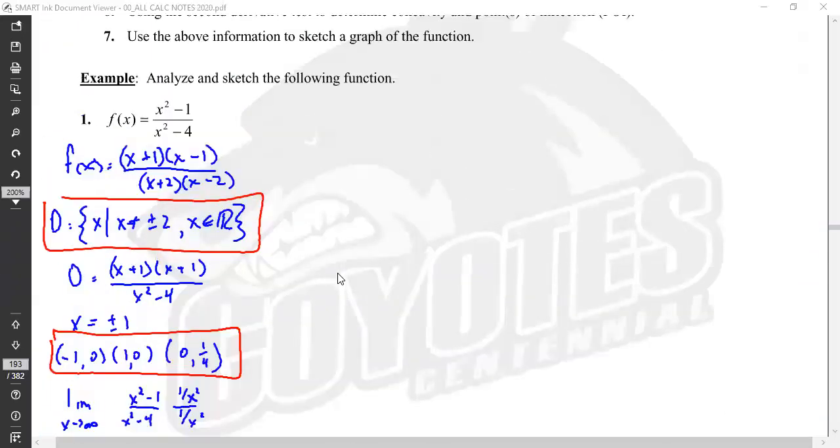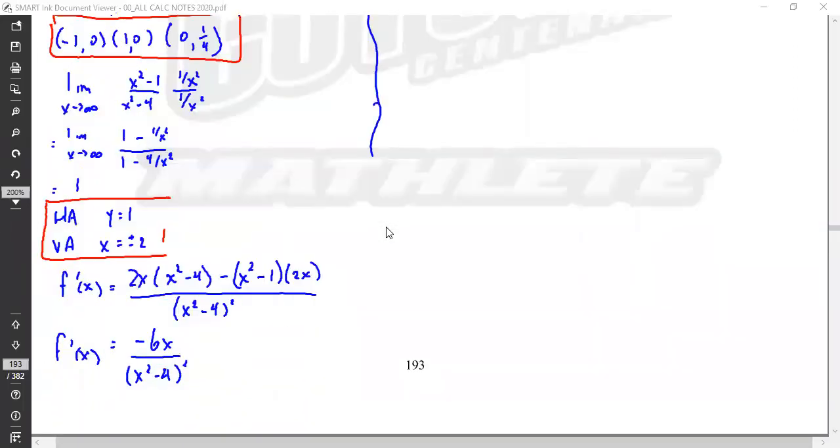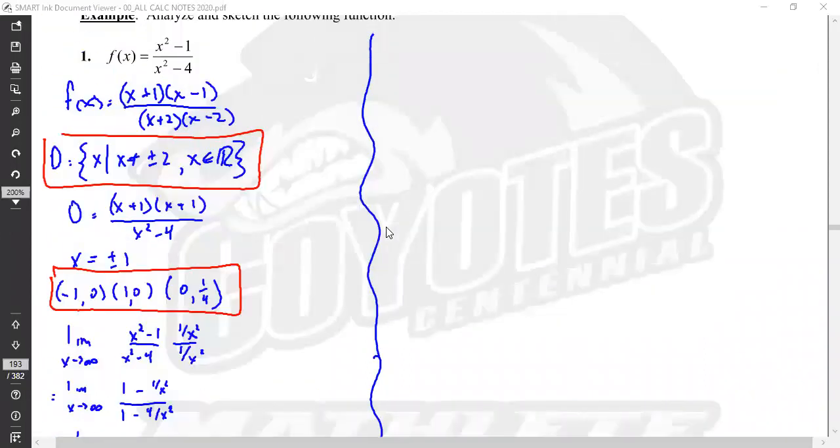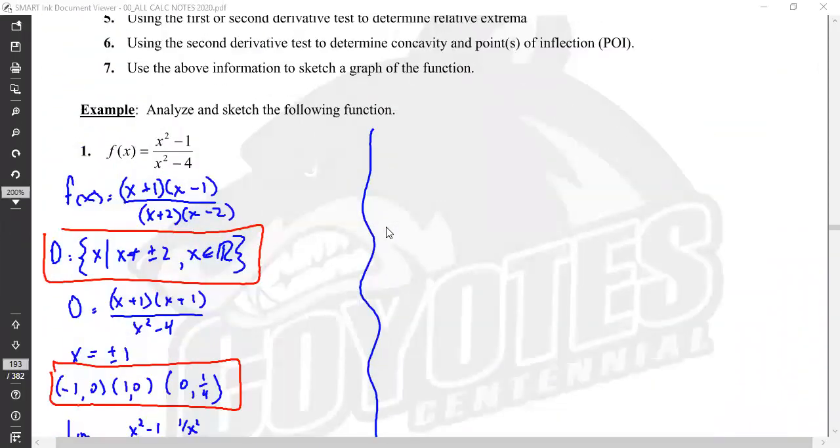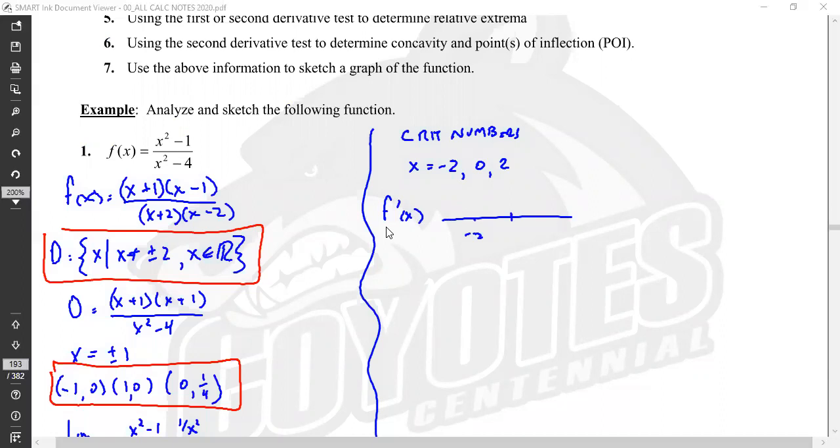I'm running out of room, so let's draw a vertical line and continue up here. We have critical numbers that we can see from there. Anything that makes the denominator equal to 0, so plus or minus 2. The numerator is 0 when x is 0. So those are our critical numbers. Let's draw our number line: negative 2, 0, and 2. And we're going to look at those three zones.